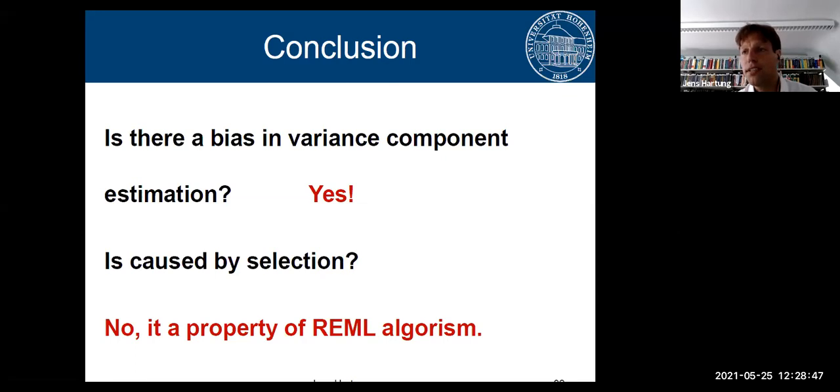The second question, as the other paper said, it depends on the selection. Is it caused by selection? And there I have to say, no, it's just a property of the estimation method we are using, the REML algorithm. This algorithm is consistent, meaning that it's asymptotically unbiased, but in small data sets there could be a bias, and that's what we observed in our simulation.